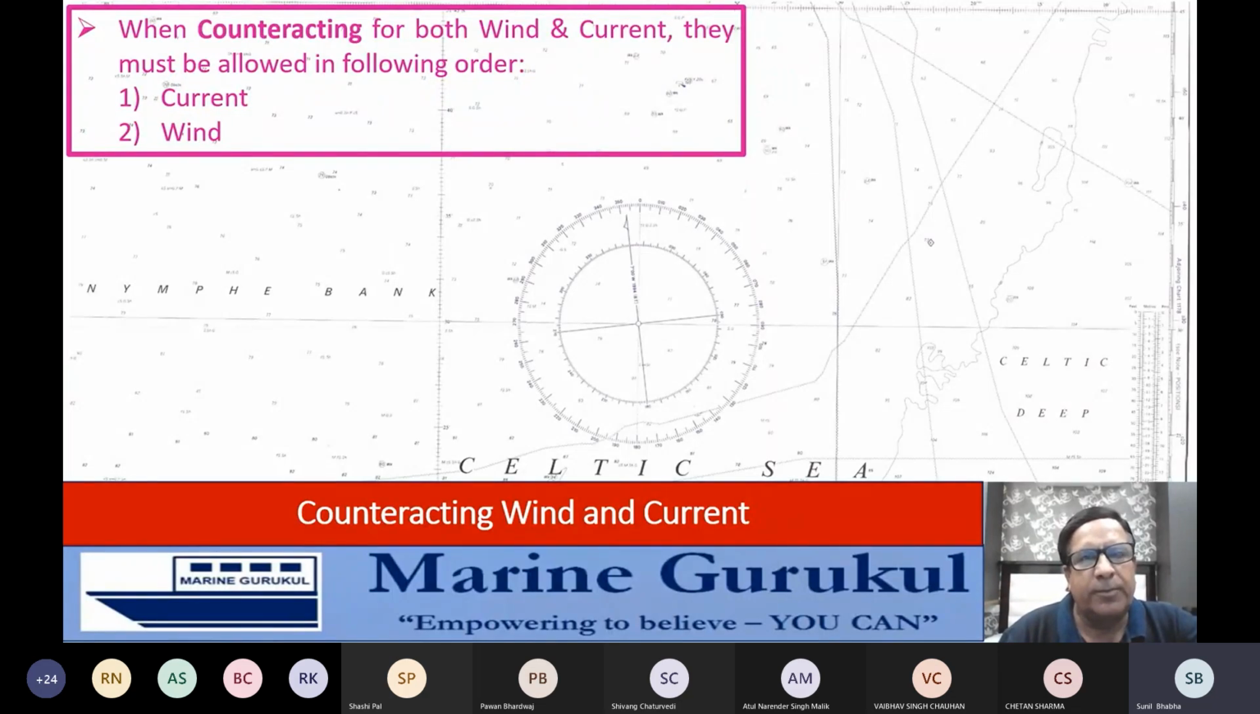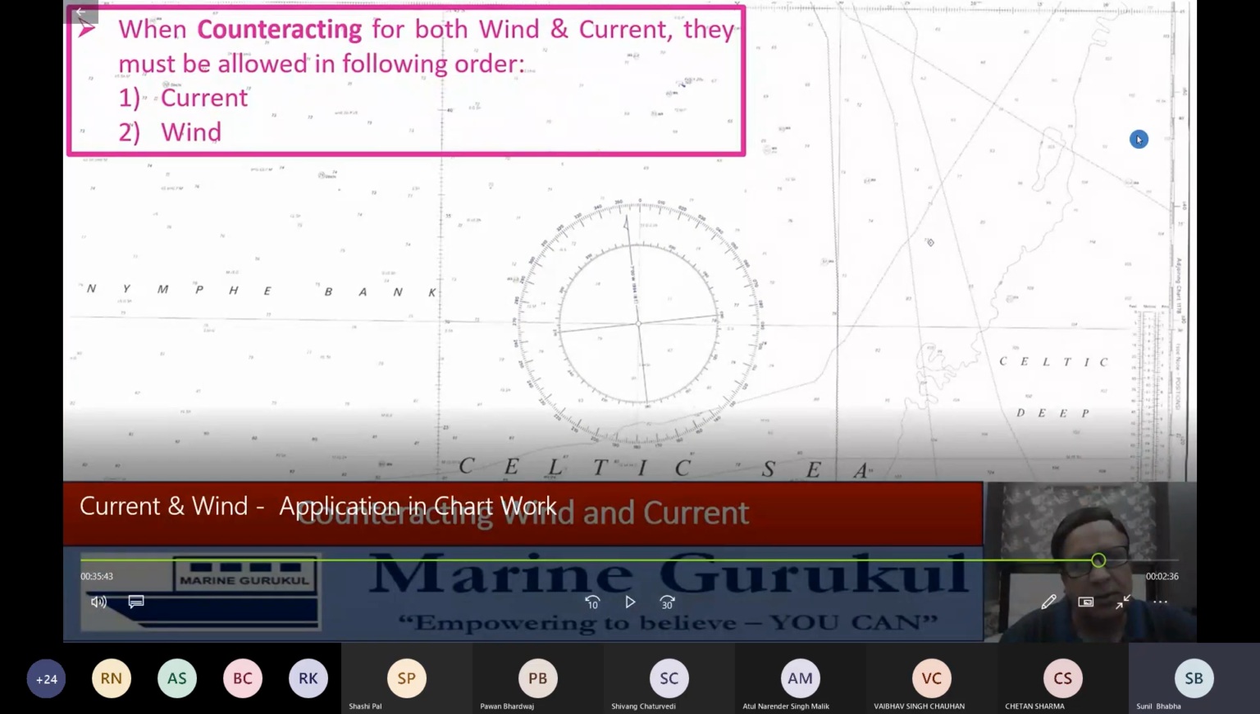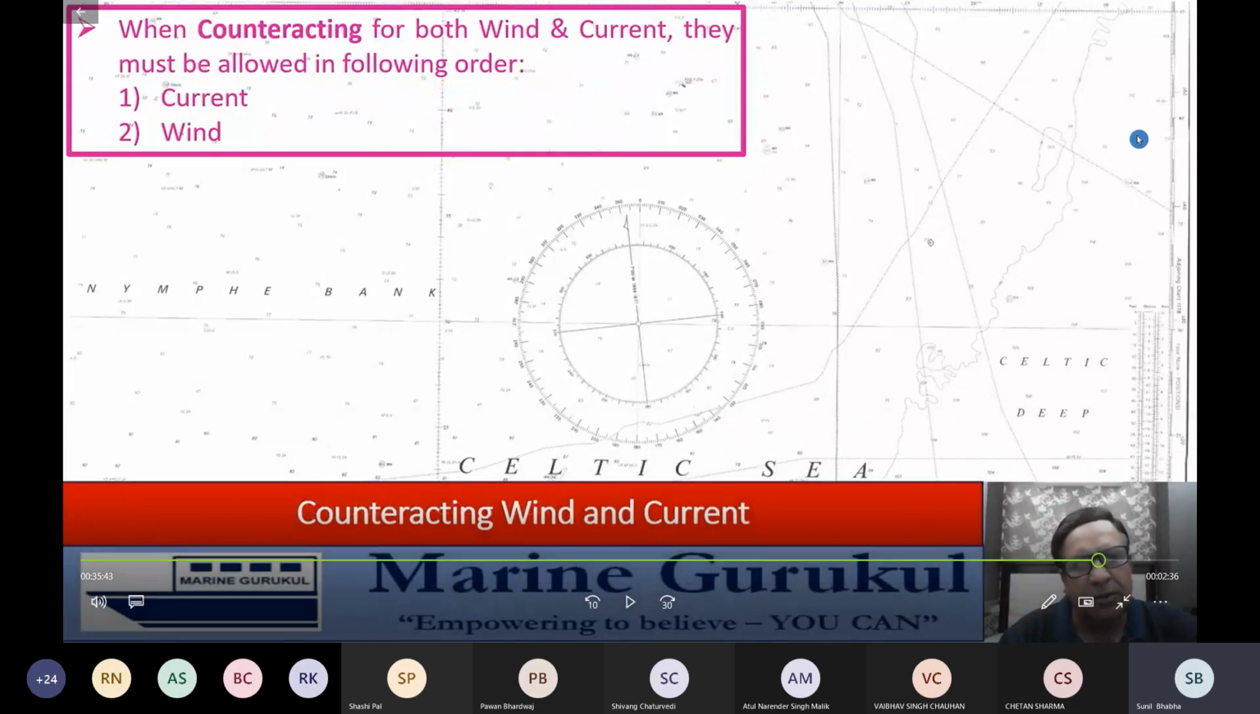And how do we counteract them? Let's learn through this simple illustration on the chart. Okay, so beta, now in counteracting, you see the order is reversed. So when we are counteracting, we will counteract the current first and the wind later. So this is the sequence which we follow. Let's see it on the chart now.